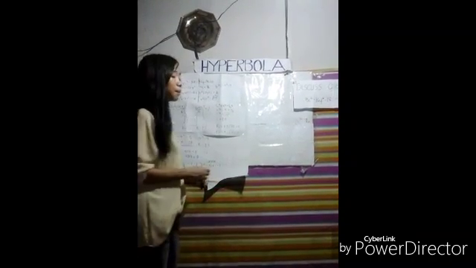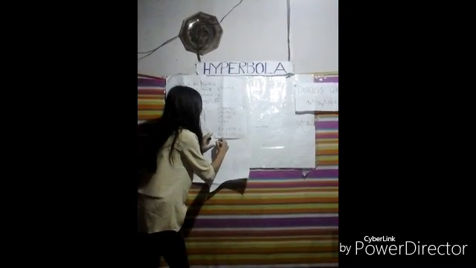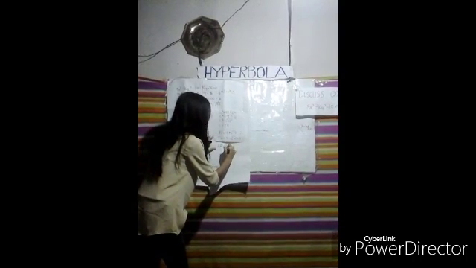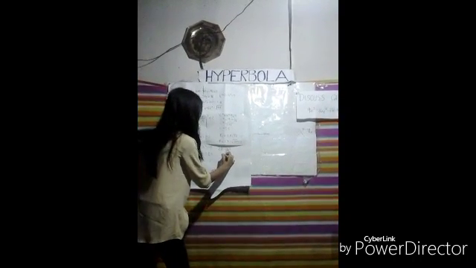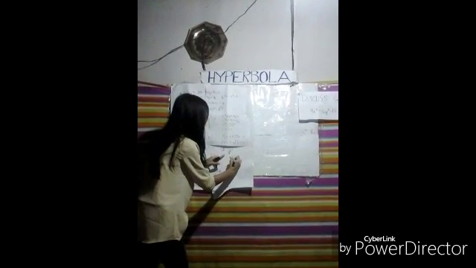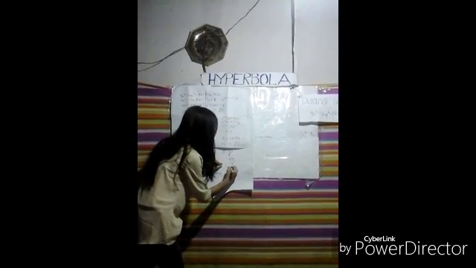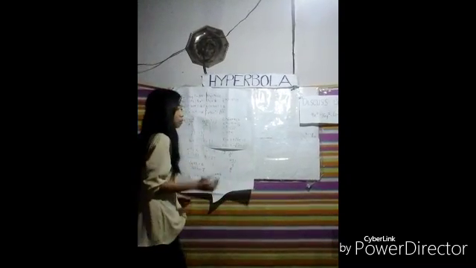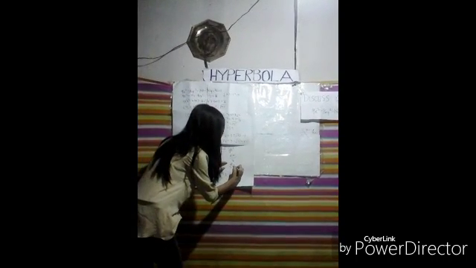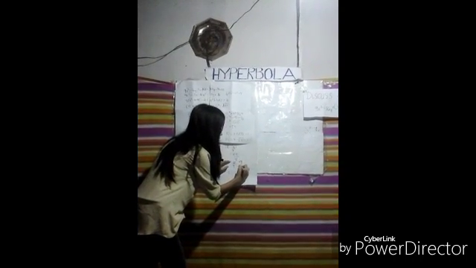So the next one is the computation of the latus rectum. The formula of the latus rectum is LR is equal to 2b squared over a. So LR is equal to 2 times the value of b squared, which is 9, over 4. So if we multiply 2 times 9, it is equal to 18 over 4. So we divide it into 2 parts. So 18 over 4 is 9 over 2 and 9 over 2.